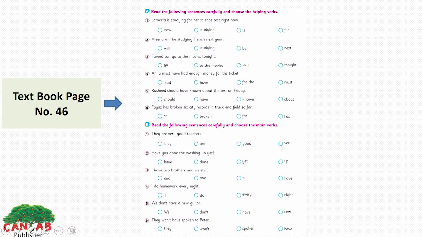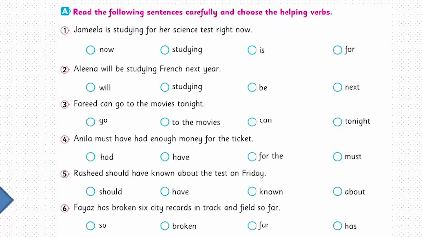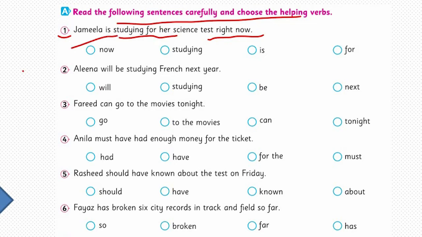This is the exercise on page number 46. Read the following sentences carefully and choose the helping verb. The first one, Jamila is studying for her science test right now. Now spot the right one here. You have to choose the helping verb. Which one is the helping verb? Studying, is or for? Yes, obviously studying is the main verb here and is is acting like a helping verb, helping the main verb to complete the sentence. Yes, is is the right option here.